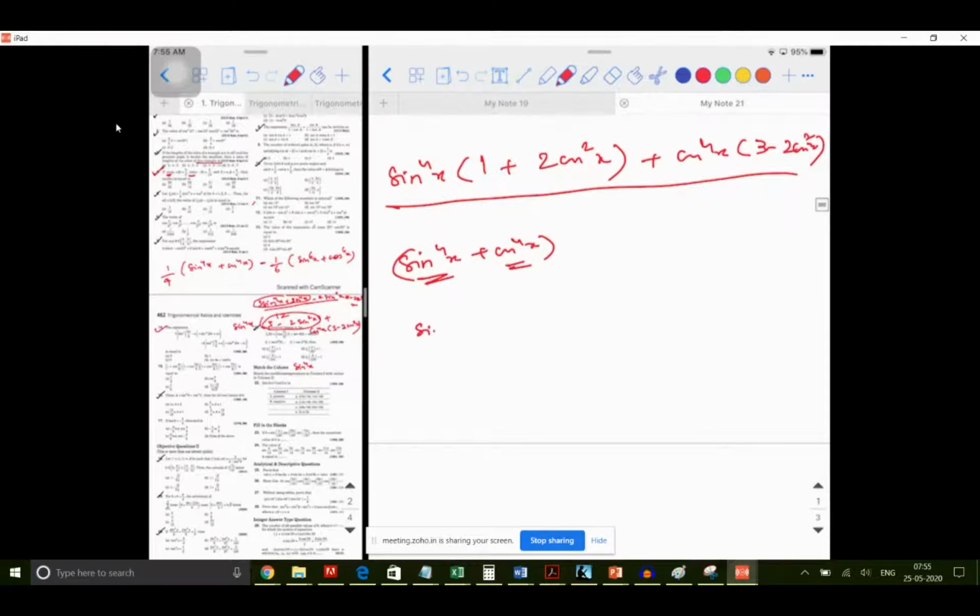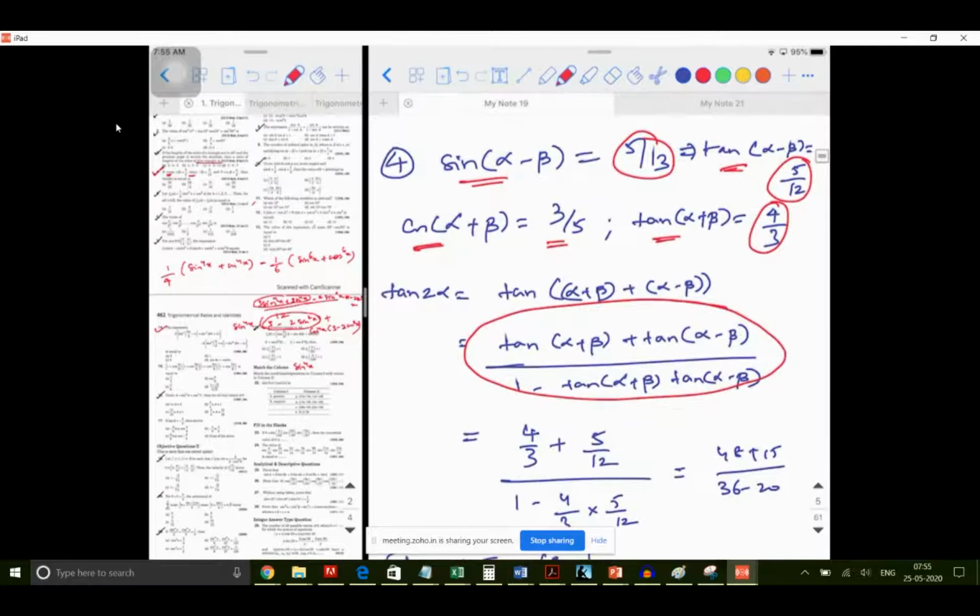Like I did the same thing with sine power 6x plus cos power 6x. I wrote it as sine square x plus cos square x the whole cube minus 3 sine power 4x cos square x minus 3 cos power 4x sine square x. So you can write it like a plus b the whole cube minus 3ab into a plus b. You can make it like this also. Yes, sir. So did you get the answer? 1 by 12. That's right. So Aditya, what you told us is the method which I did.